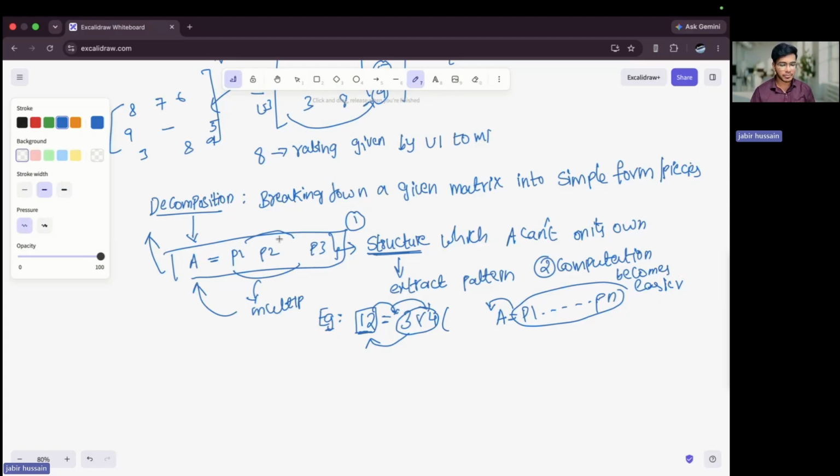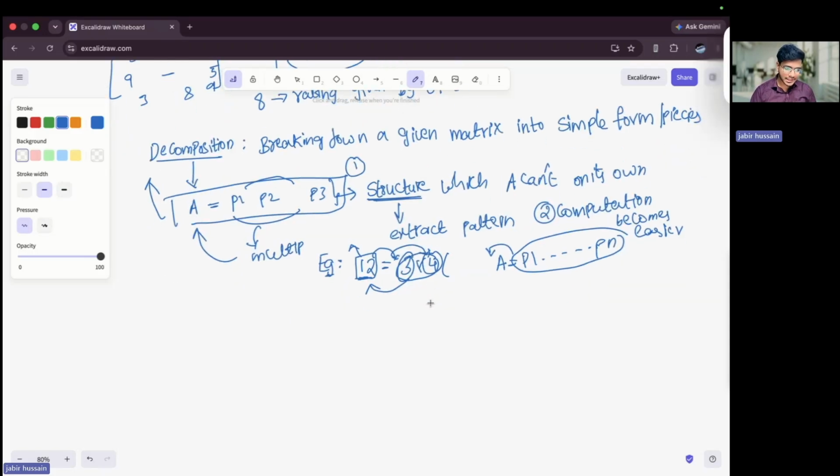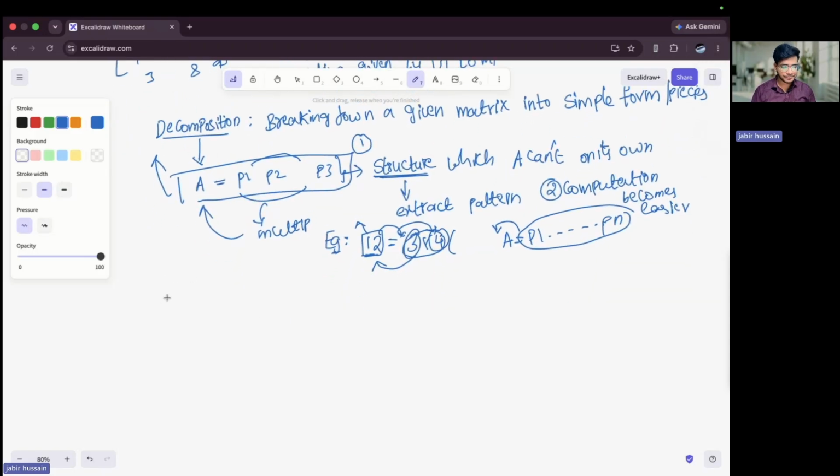Here you can see the example that 12 is a big number. If you want to do anything by 12, let's say I'm multiplying 12 with something, it will give me a big number. It means big computation. But if I do something with their pieces, 3 and 4, they are eventually smaller numbers, so I can do computation easily with it because it's smaller. Okay, got it. Now let's talk about SVD.